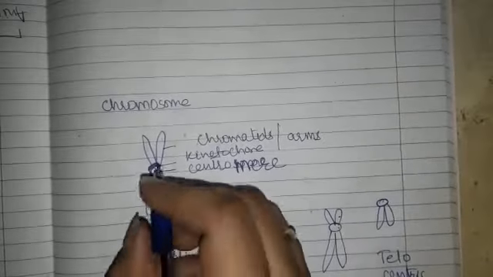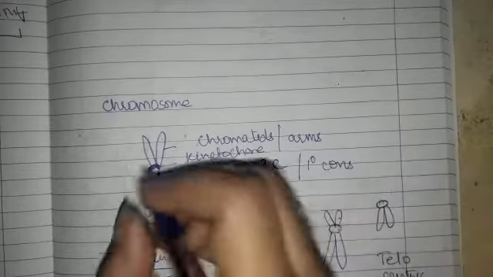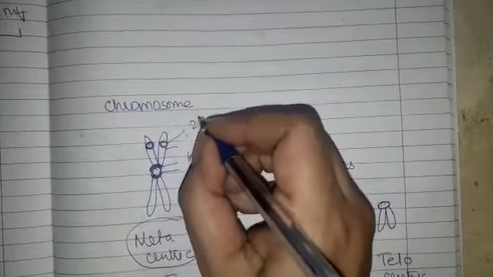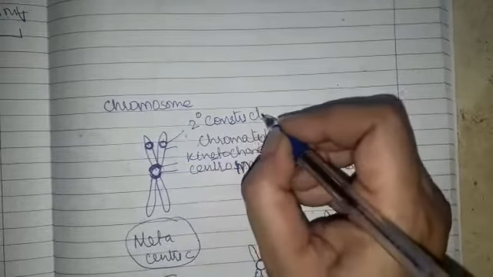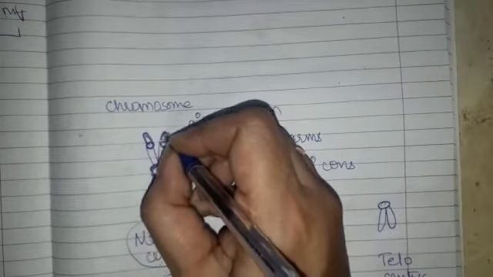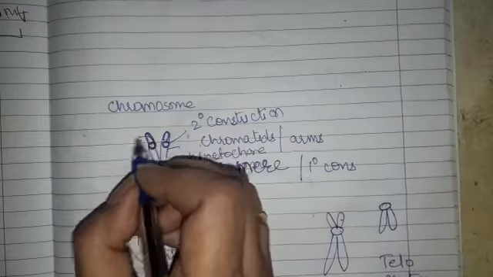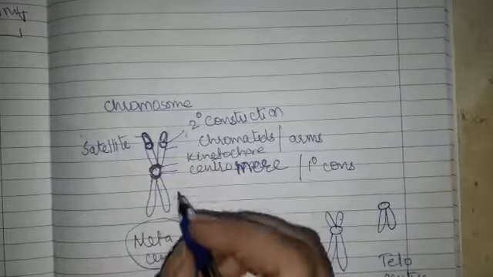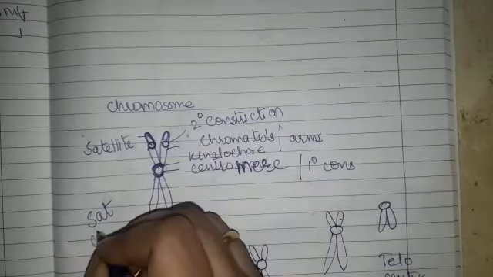In some chromosomes, in addition to this centromere, which is also called primary constriction, there is present one additional constriction. That additional constriction is called secondary constriction, and the part of the chromatid beyond this secondary constriction, what is this part called? This is called the satellite. And such a chromosome, a chromosome which has two such constrictions, is called SAT chromosome.